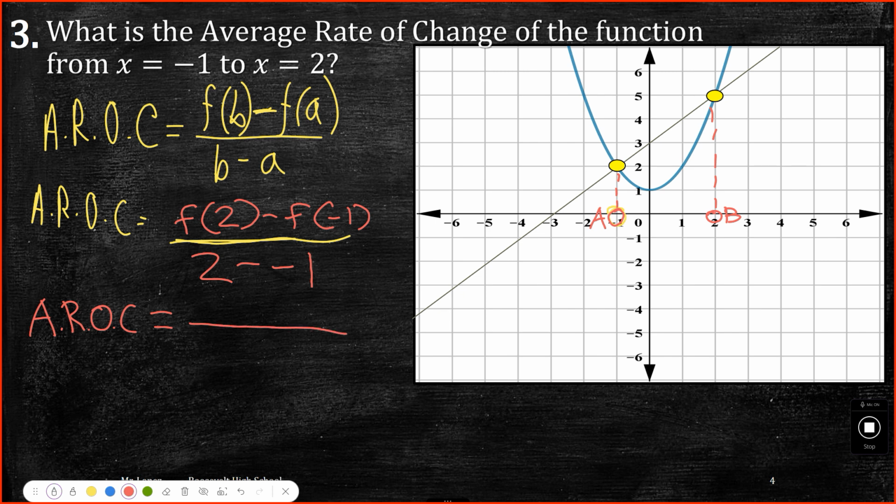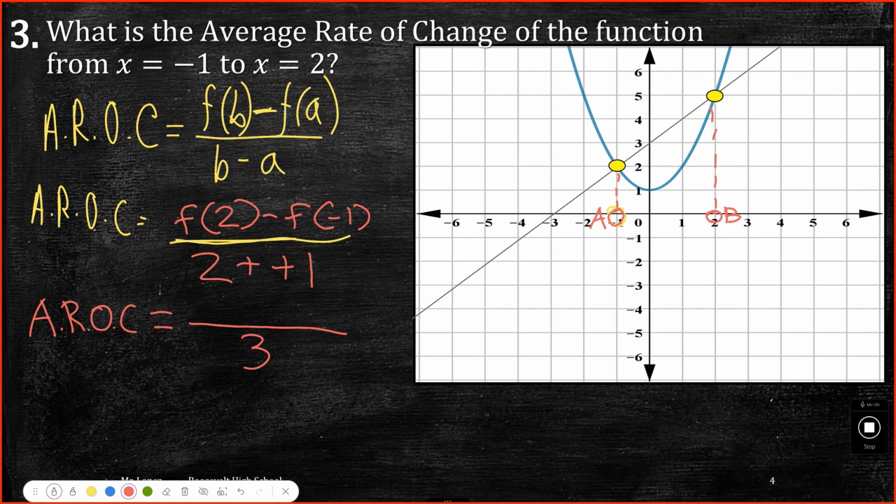So hopefully you have no problems with this arithmetic. What's the answer to the bottom? Just write down the answer. What's 2 minus negative 1? Okay, you're good. Yes. What is f of 2?